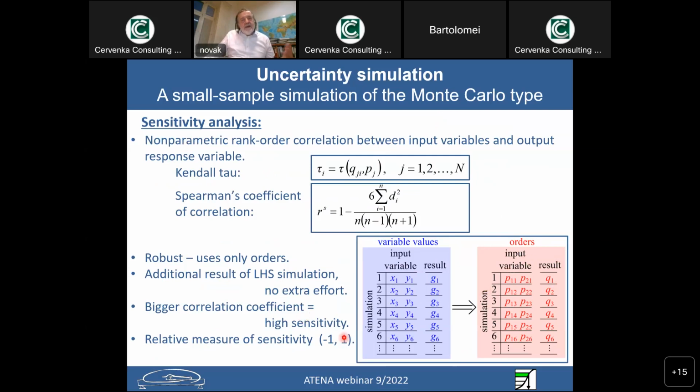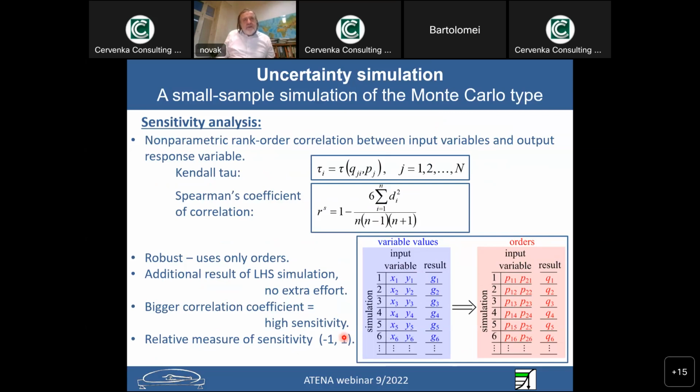So if we get, let's say, a correlation coefficient of 0.8, we know that the variable influences the reflection quite a lot. If we get 0.1, it's not so much. If we get minus 0.7, it influences quite significantly, but in a negative sense. So it means bigger variable, smaller result. So it's a relatively easy sensitivity analysis.